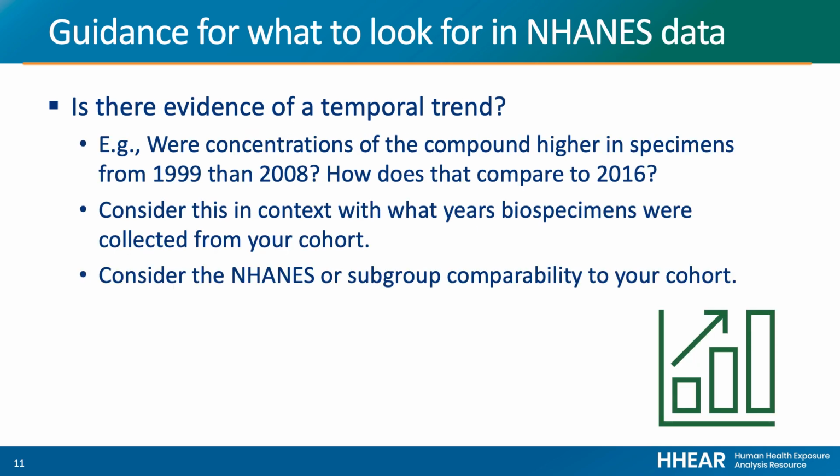You might consider if there is evidence of a temporal trend. For example, were concentrations of the compound higher in specimens from 1999 than 2008? Then, how does that compare to 2016? This is, of course, a hypothetical example. You would consider this in context with what year's biospecimens were collected from your cohort. But this type of consideration will help you determine if the data in NHANES supports the feasibility and significance of your study.